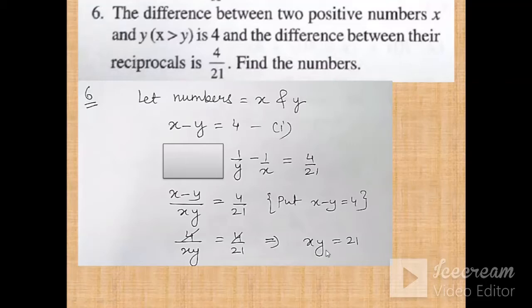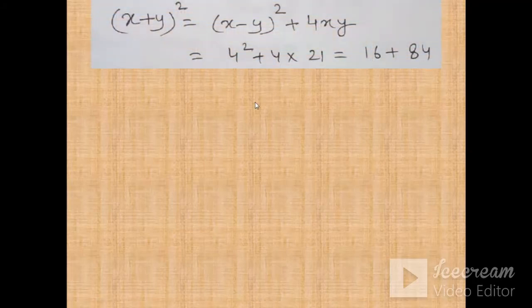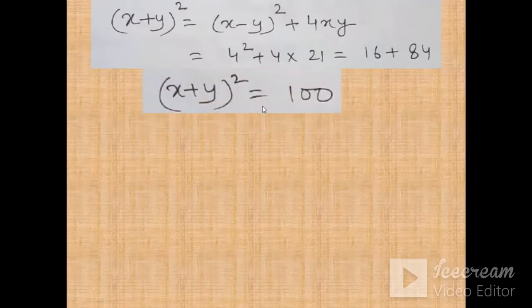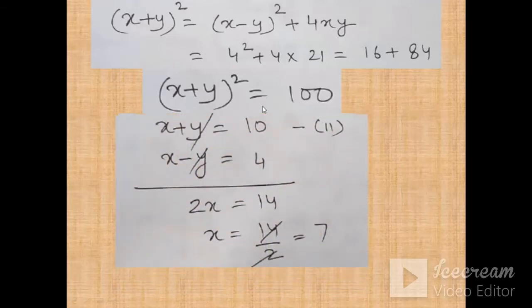Now we will use the concepts of expansion that we have studied in the 4th chapter. So x plus y whole square is x minus y whole square plus 4xy. When you solve it, you will get the expansion of x plus y whole square. After using this expansion, we can easily get the value of x plus y. So it is 4 square plus 4 into 21, that will give you x plus y whole square is equal to 100. So what will be x plus y? x plus y will be equal to 10. So this is our second equation.